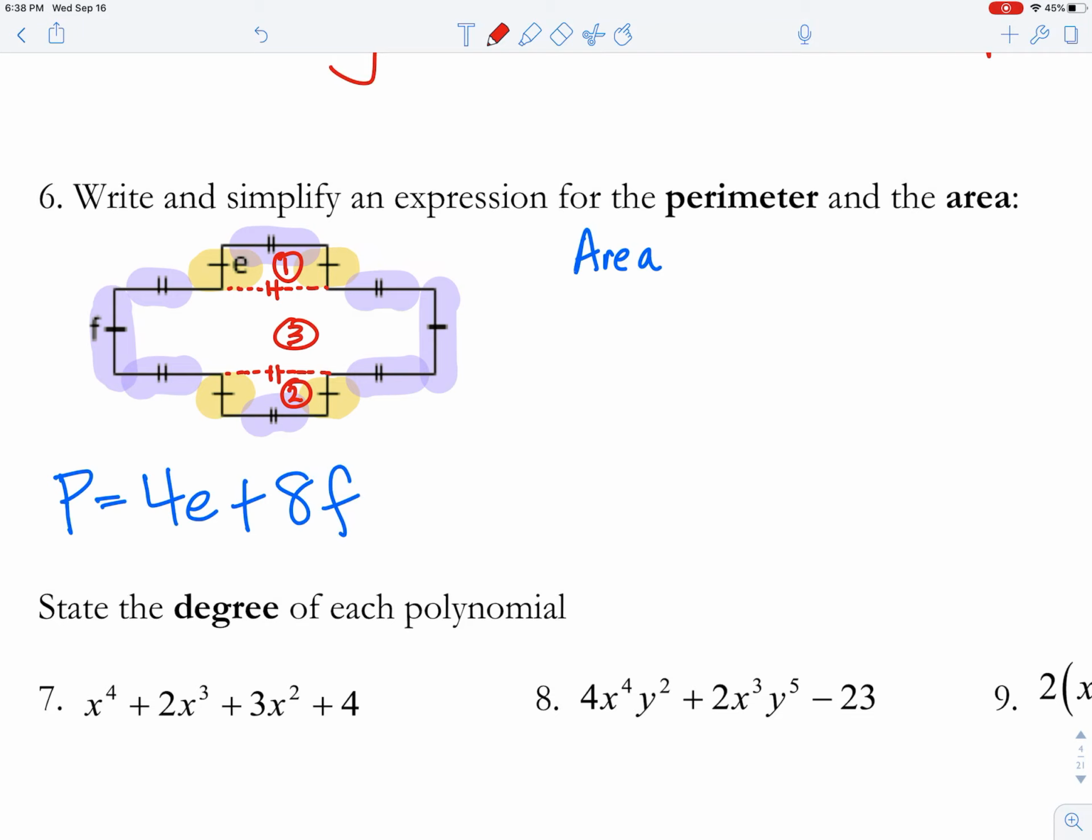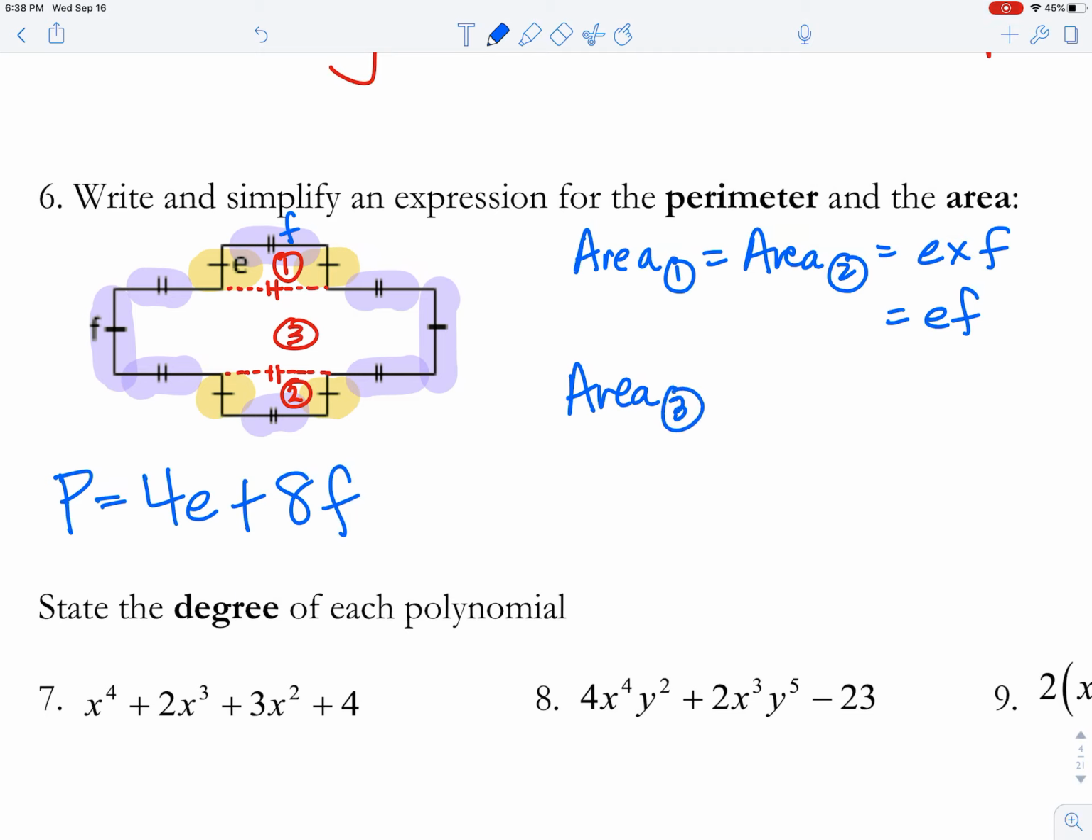So the area of section 1, which happens to equal the area of section 2, area of a rectangle is base times height. We know that its height is e and its base is f. So it's going to be E times F. We can just write that as EF.